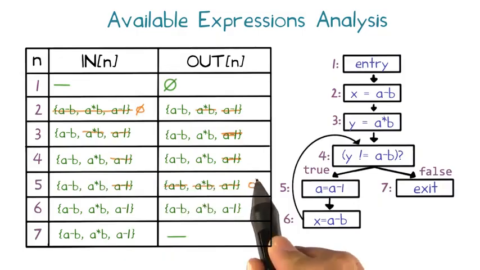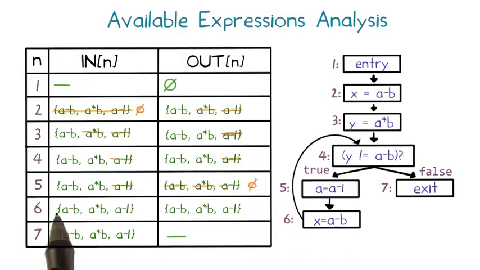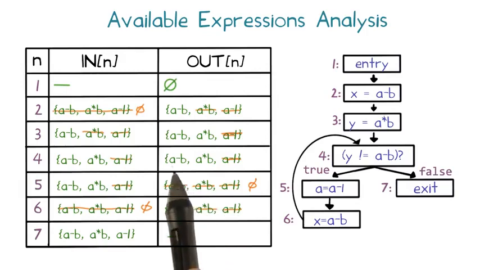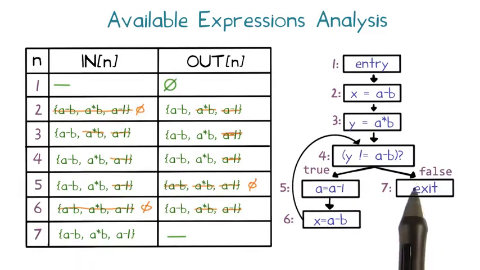So we are left with an empty out set, which we also copy over to the in set of node 6. At node 6, we generate expression a minus b once again, and so our new out set is just the expression a minus b. Next, we copy the out of node 4 to the in of node 7. At this point, we have completed our first pass through the table.